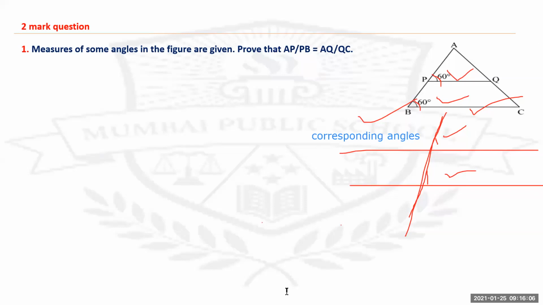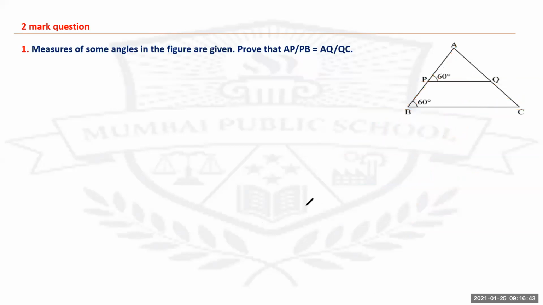Now check when you're talking regarding this, extend PQ. So PQ and BC are the two lines which are parallel to each other, and suppose we take AB as the transversal. Here angle APQ and angle ABC are on the same side of the transversal and are congruent, forming a pair of corresponding angles. So when this pair of corresponding angles is congruent, you get PQ parallel to BC. Is this clear to all?